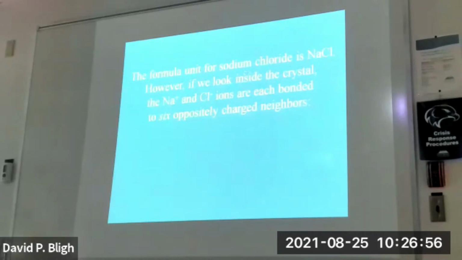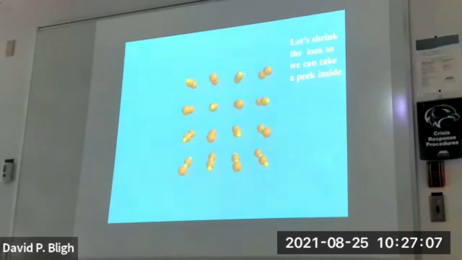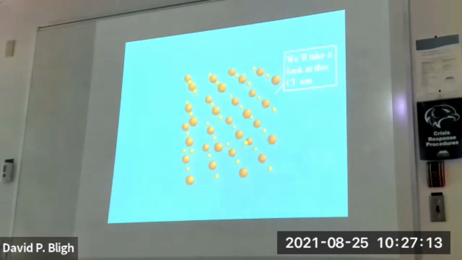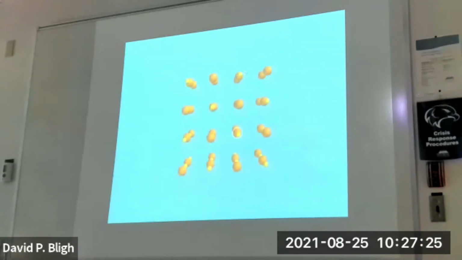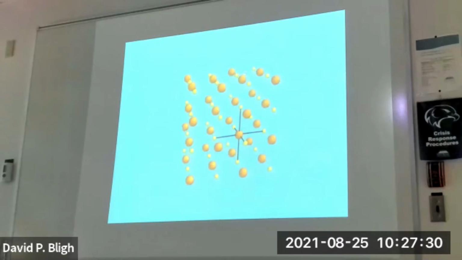The formula unit is NaCl, but if we look inside the crystal, the sodium and chloride ions are actually bonded to 6 oppositely charged neighbors. So if we shrink the ions, we can take a better look inside. And it's a little bit hard to see. So what we're going to do is take a look at a particular chloride ion, that one right there, and ask the question, how many sodium ions is the chloride ion close enough to bond with? Start with the head-on view first. And as we change the perspective, you can see there are exactly 6 sodium ions that the chloride ion is equidistant to and can bond to.